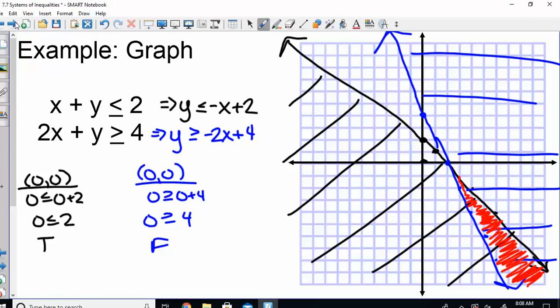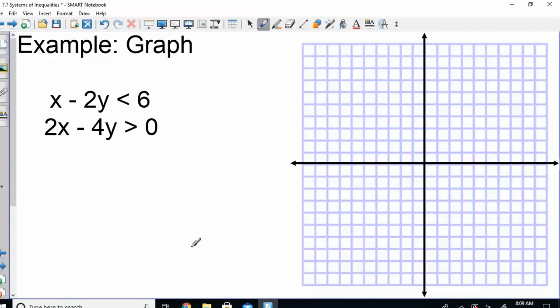Let's look at the next one. We're going to do another linear one. So the first line, x minus 2y is less than 6. So if I want to graph this, what would you do first? Subtract the x. I have to divide by -2 now. So it's dividing everything by -2. If you divide by a negative, what happens to the inequality? So negative x divided by -2 would be a positive 1/2 x. 6 divided by -2 is -3.